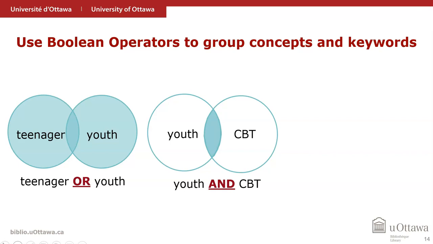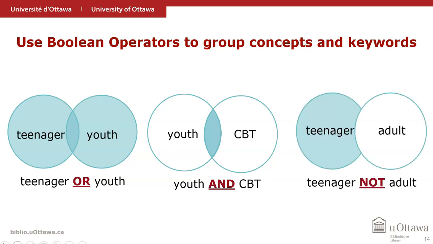The AND operator brings back results that must contain both of your search criteria. Use it to combine your keywords to narrow down your search to get fewer results. In my example, I will only get results on youth and cognitive behavioral therapy. The NOT operator can be used to exclude keywords from your search if you find that you are getting too many irrelevant results. In this example, I want to exclude results on the topic of adults as I only want articles on teenagers.